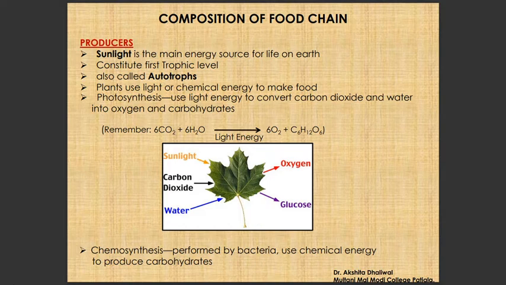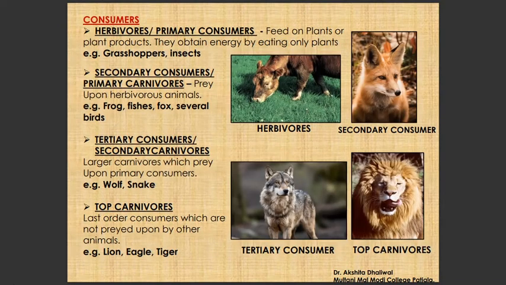So the food chain is mainly composed of two main organisms, that is producers and consumers. Producers are the plants, which are also called autotrophs. They convert light energy to make food by the process of photosynthesis. Chemosynthesis is performed by bacteria, using chemical energy to produce carbohydrates.